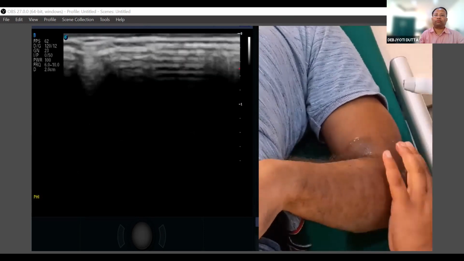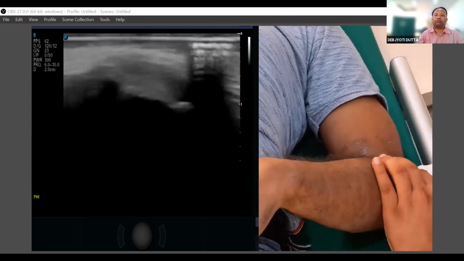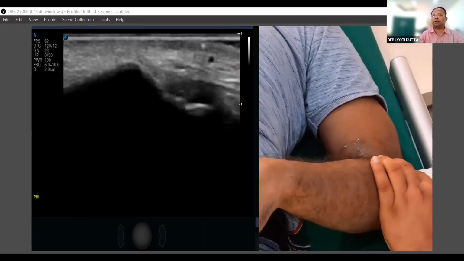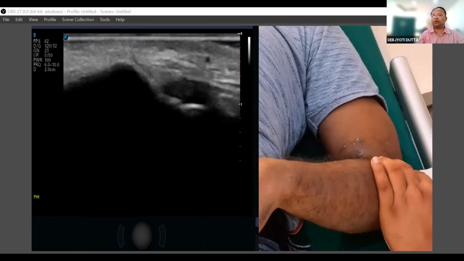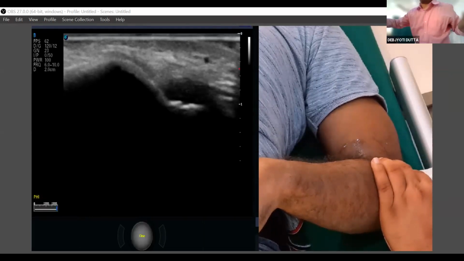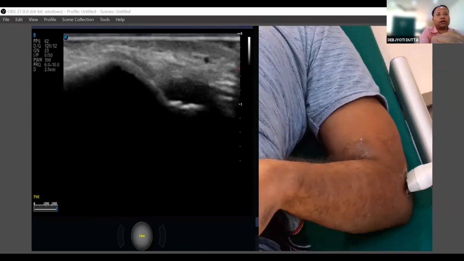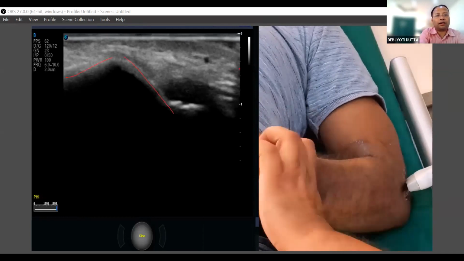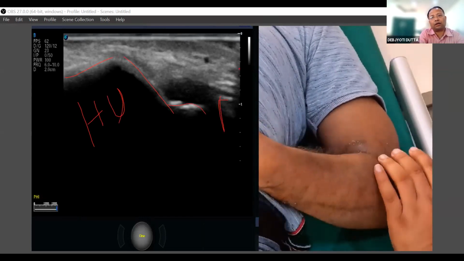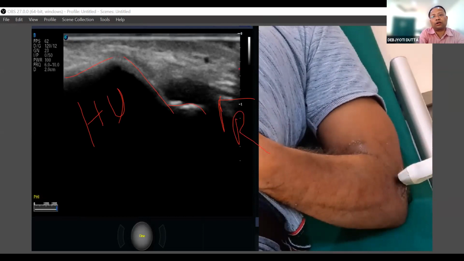Excuse me, sir. Can you show the orientation of the probe in relation to the patient's hand? Okay, so can you see? So this is the orientation. Hand is like this, and this is the orientation. Can you see the probe?